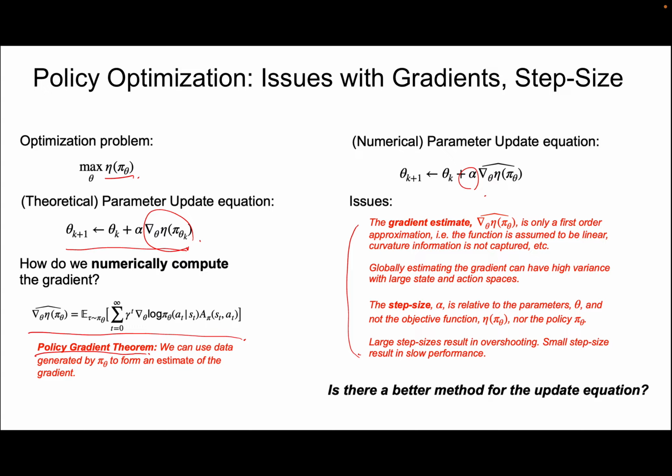A larger step size results in overshooting, small step size results in slow performance. All these issues are applicable to just a usual neural network, a neural network with supervised learning. But these issues become particularly important in reinforcement learning because we do not have large-scale data in advance. That is the difference between RL and supervised learning.